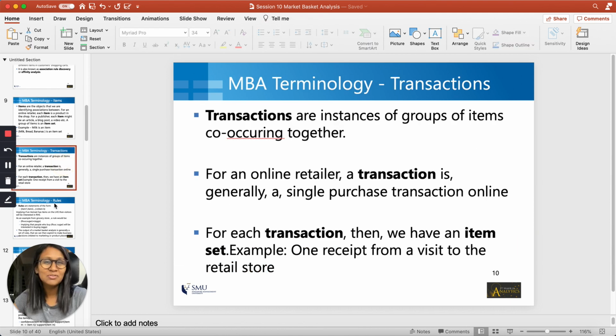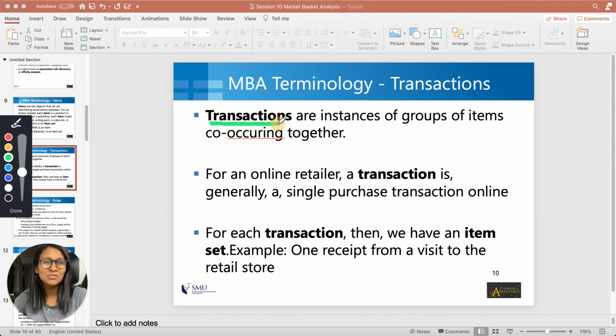The next thing that we talk about is the transactions, and transactions are simply the data that represents the purchase transaction. In the grocery store example, a single receipt represents a transaction. So if you go to the store, buy 10 different items, check out and get a receipt at the end, that receipt ID represents the transaction, and the items that you have purchased represent the item set that is a part of that transaction.